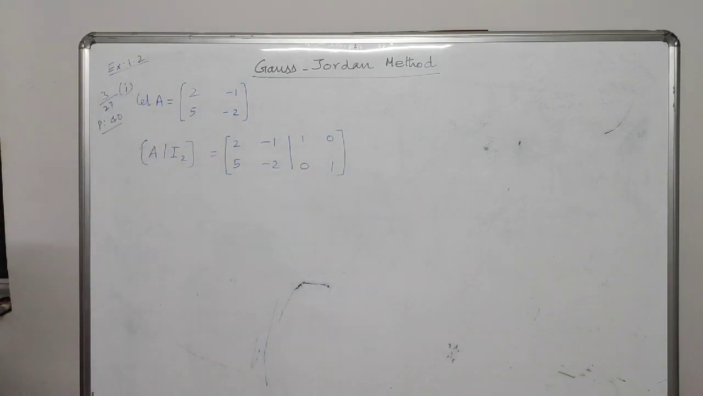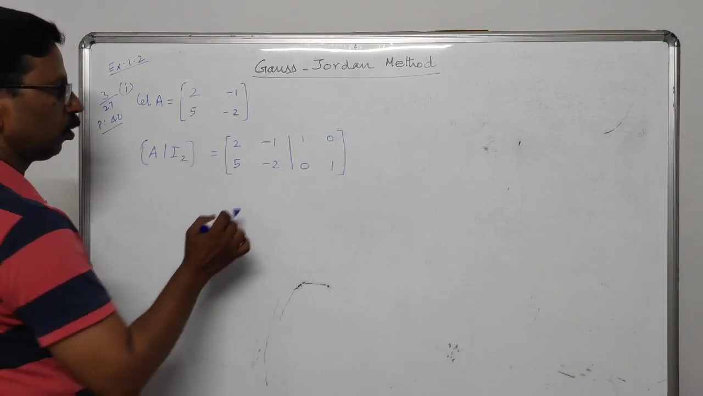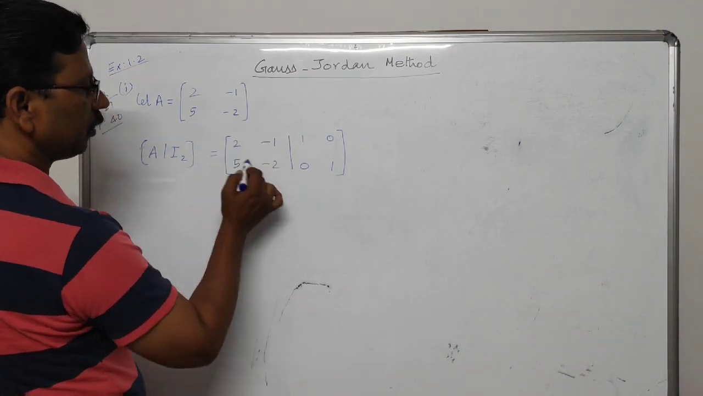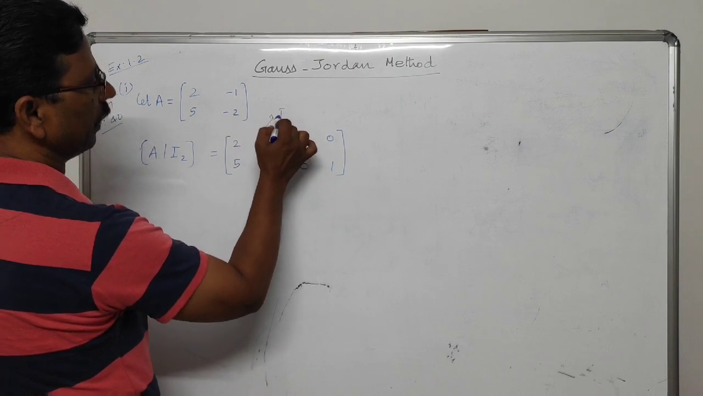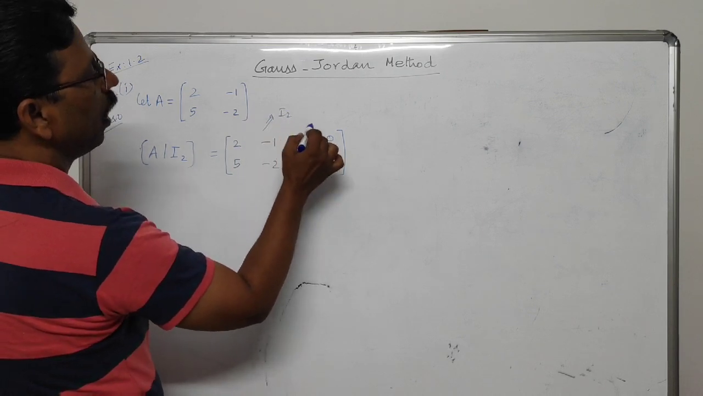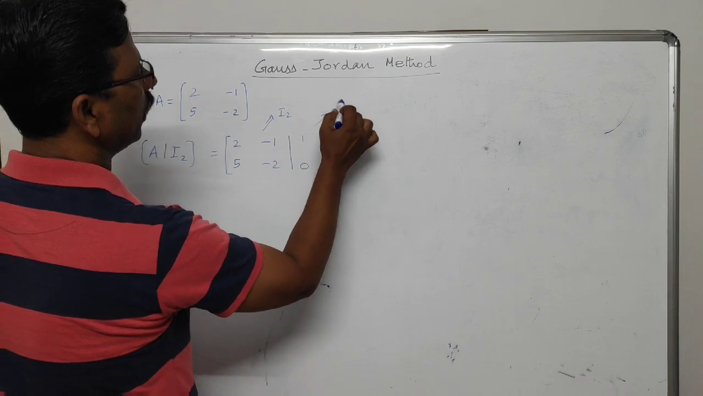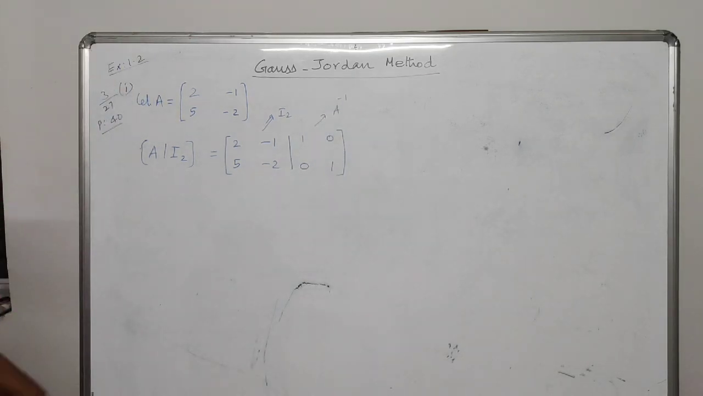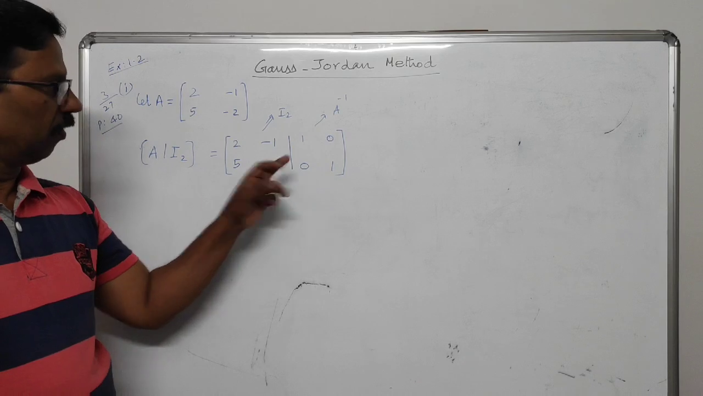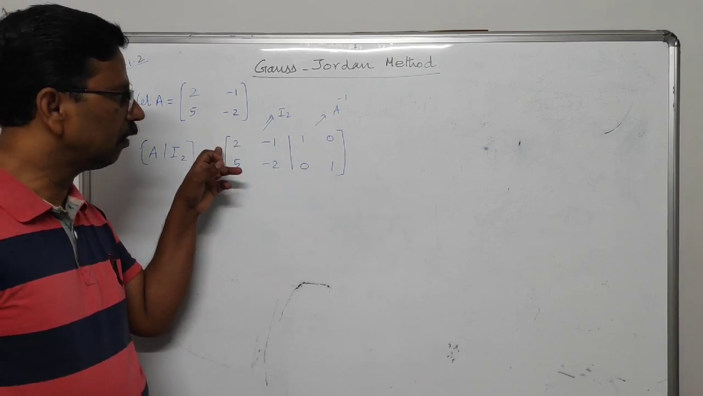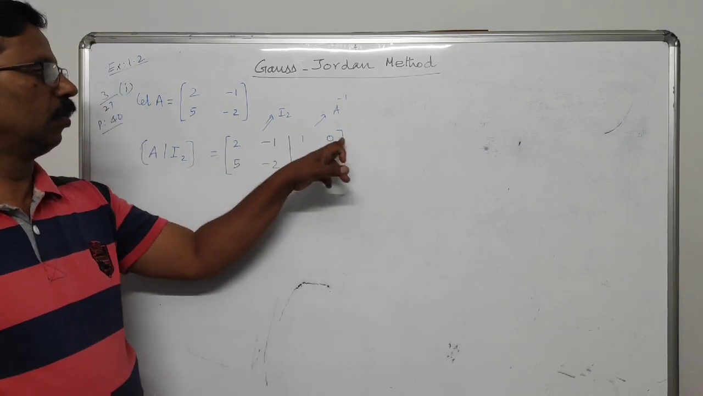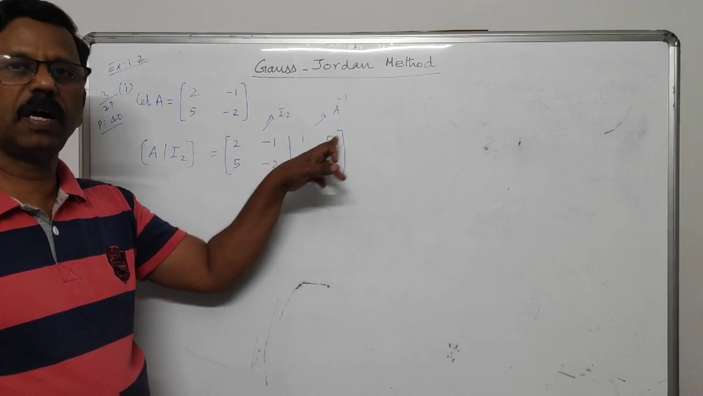1, 0, 0, 1. Now, our aim is to convert this matrix into the identity matrix. Convert into which matrix? The identity matrix of order 2, and this matrix will become the inverse of A. Now, here we are not multiplying, therefore in this augmented matrix we can apply row operations simultaneously for both I2 and this matrix.